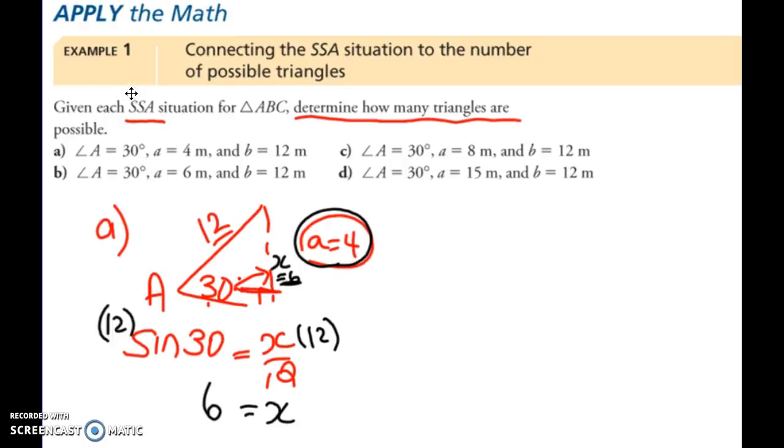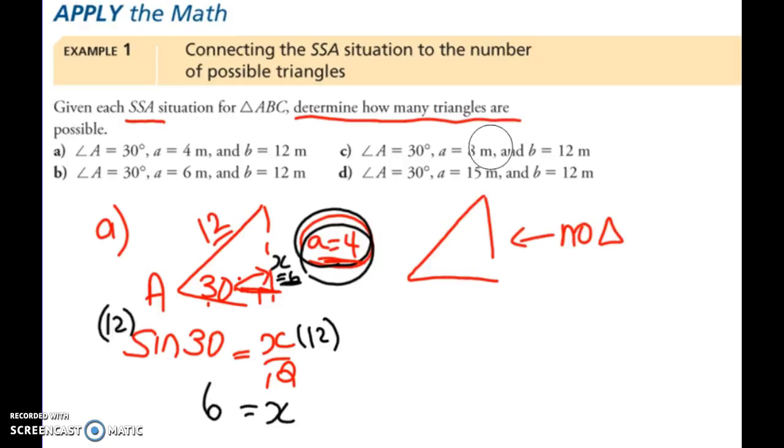What this means is, if our side length is 4, then we don't have enough side length to get all the way straight down to the bottom. If we need 6 to get all the way to the bottom, and all we have is 4, then we would have a triangle that looks like this. So this information would result in no triangles. Okay, let's do another one of these examples.